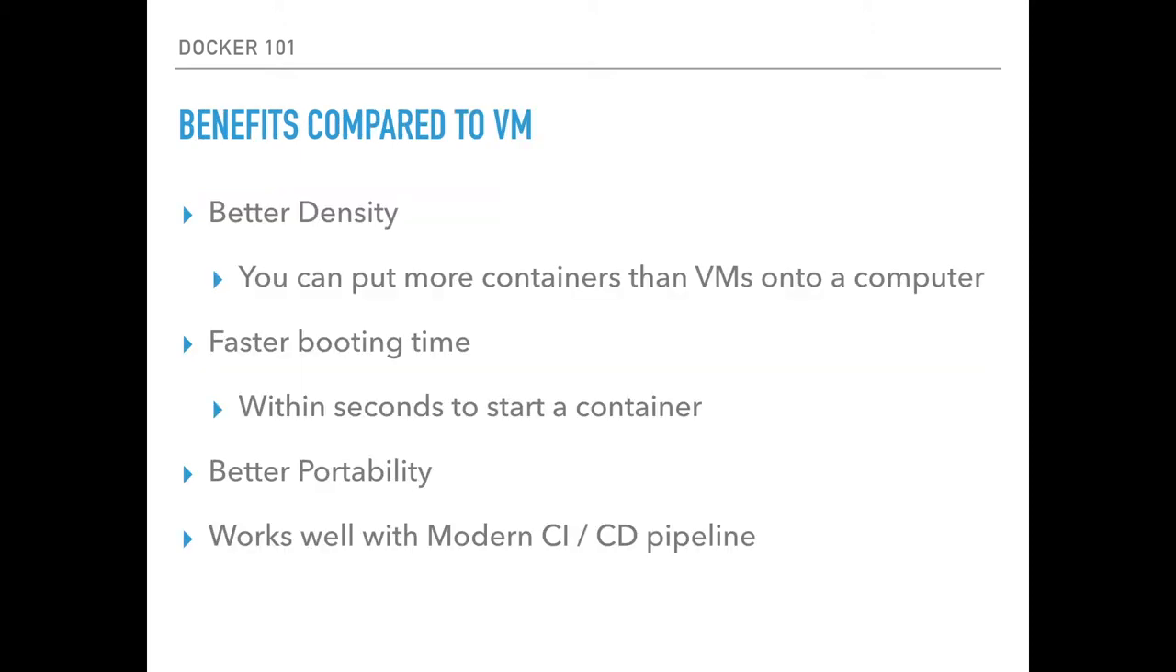Yeah. So what's the benefit compared to a VM? Okay, it's actually better density, meaning that you can put more containers in a computer than VMs. How many VMs can you spin up in a computer? At most 2 to 3 max. But you can spin up hundreds of containers in your computer. That's still possible. So in terms of that, you can have more density. You can put more apps inside a computer. Yeah. And you can put different kinds of apps in the computer also.